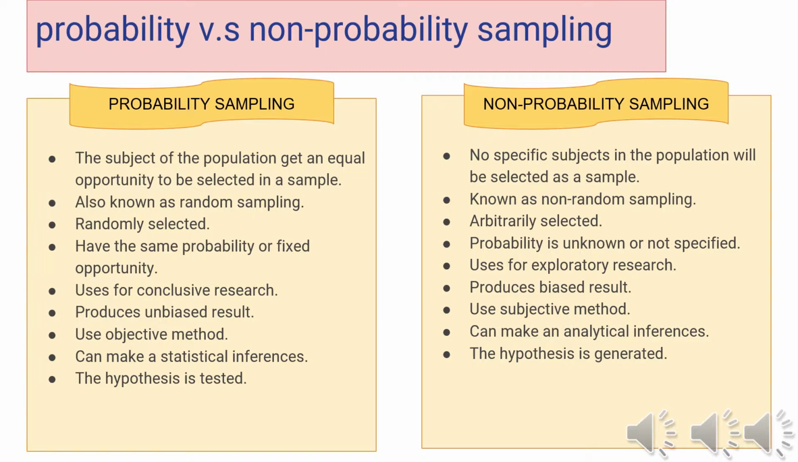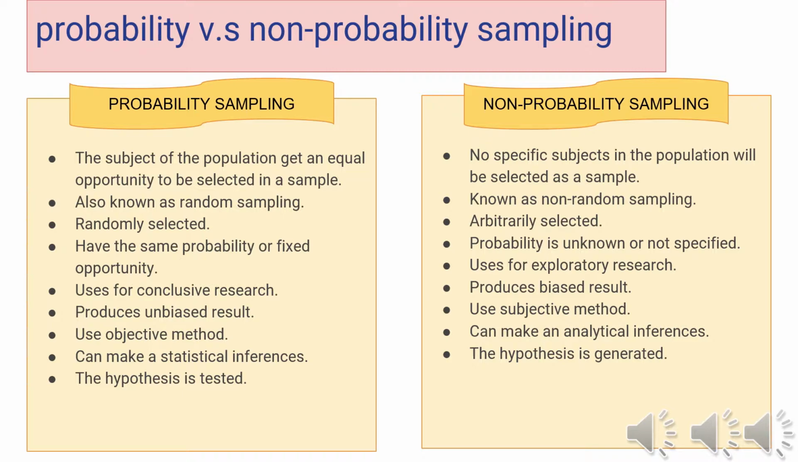Next, non-probability sampling. Non-probability sampling is also known as non-random sampling. Non-random sampling means that no specific subject in the population will be selected as a sample. It is arbitrarily selected. In non-probability sampling, the probability is unknown or non-specified.